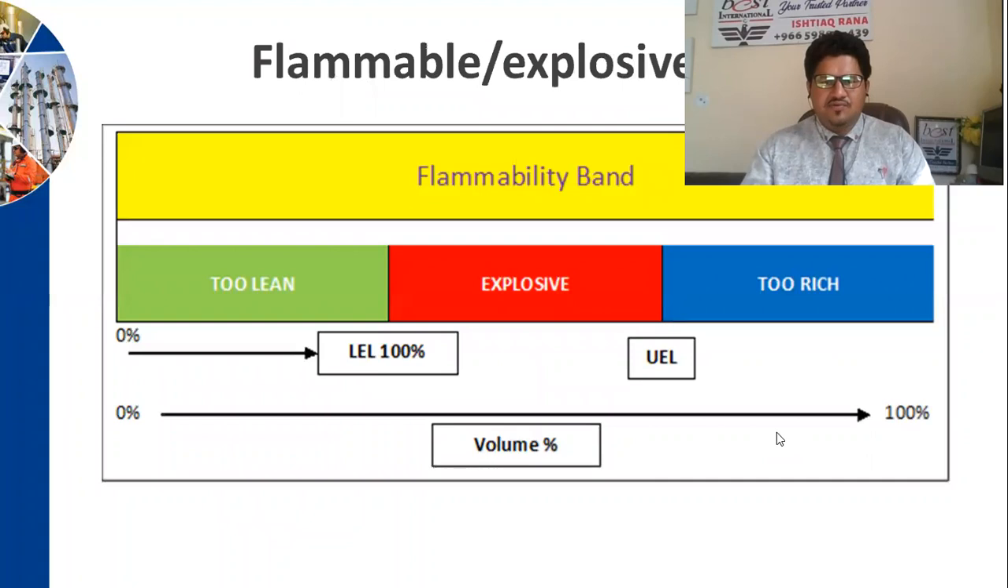And see the flammable explosion range: too lean, explosive, and too rich. That means you need to understand the UEL and LEL, the volume from 0 to 100%. So this is the flammability band. We need to understand how this LEL or UEL would add value to the process.